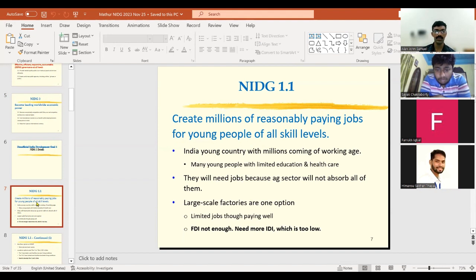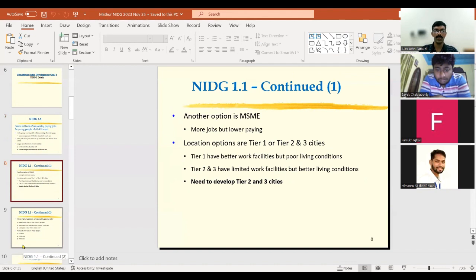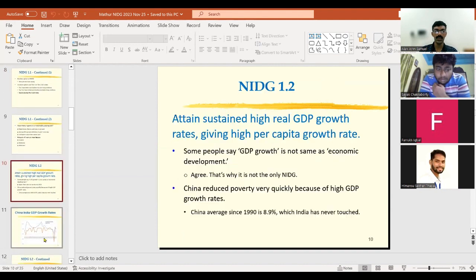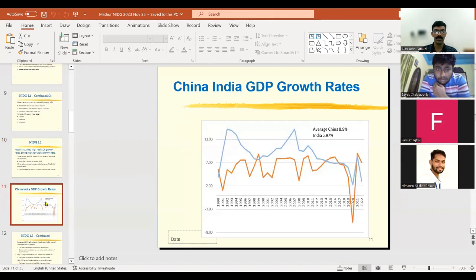Large-scale factories are one option. They do create good paying jobs, but not enough of them. Okay, so the key conclusion, which I put in bold there, is that we need to develop tier 2 and tier 3 cities. Most of the focus in India is on villages or on large cities. And in large cities, we are talking about metro, smart cities, slum development, and in villages, we are there. But really, what's missing is the focus on tier 2 and tier 3 cities. So that's one of the key recommendations.